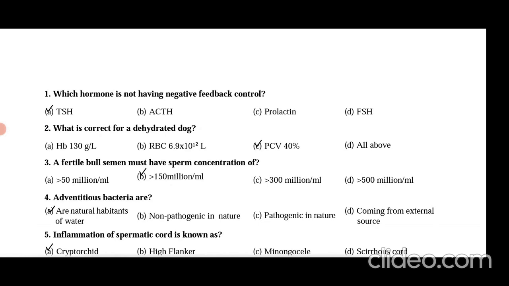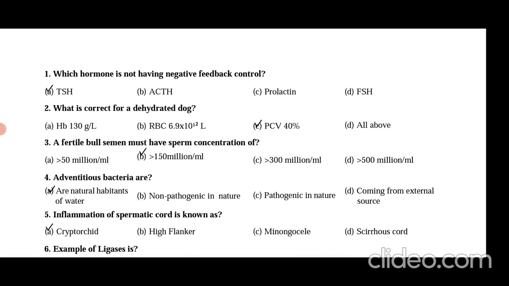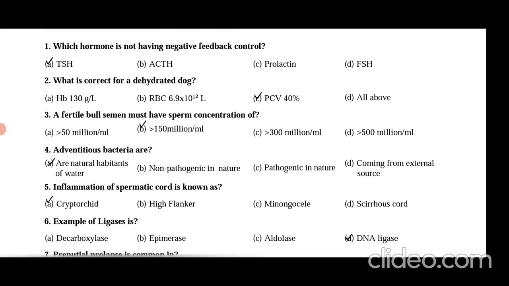Inflammation of the spermatic cord is known as cryptorchid, and the inability of the testes to descend is known as cryptorchidism. Cryptorchidism is the condition in which one or both testes fail to descend down from the spermatic cord. Example of ligase: DNA ligase, as the name indicates, is an example of ligases.